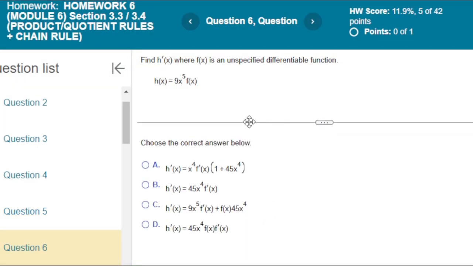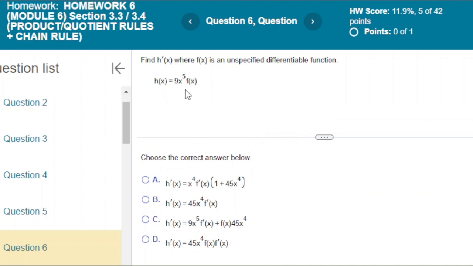Okay, now this one, they don't even actually tell you what the full formula is for the function. We have this function h of x that we're trying to find the derivative of. What's h prime of x? Where f of x is just some unspecified function. So f of x could be a polynomial, it could be e to the x, natural log of x, it could be really anything. So how would you take the derivative of this function h?